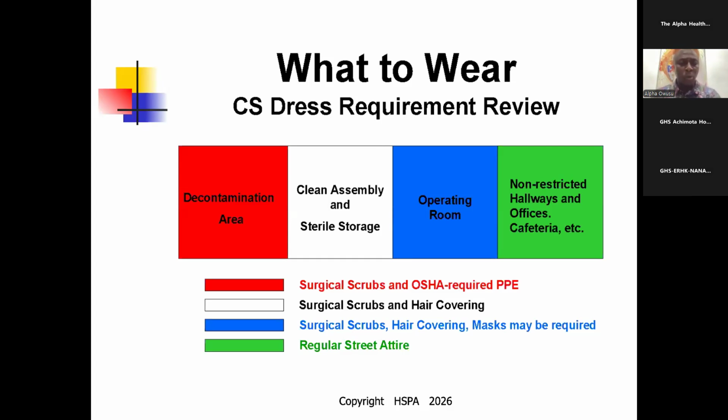Very, very important. And then the clean and sterile storage area: scrubs and hair cover. The surgical area, that is the operating room: the surgical scrub, hair cover, and mask may be required, because you have to wear a mask before you go to the surgical field. And so please, this is just a reminder: if we are not doing so in the surgical rooms, let's go there with masks, which I know you are doing. You're doing a wonderful job.